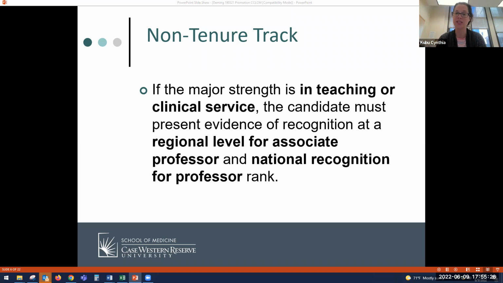So you are going to meetings, exchanging ideas and getting asked to speak at other locations. If you are identifying your primary area of excellence as teaching or professional service, and you are going to be promoted to professor, you need national recognition. Okay, if you could advance.